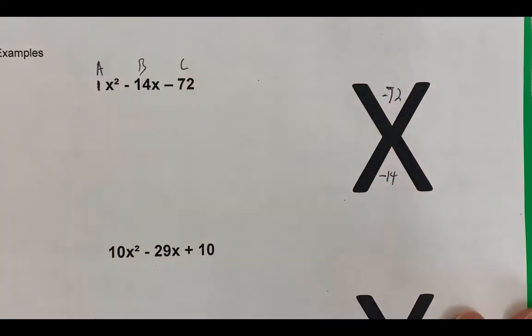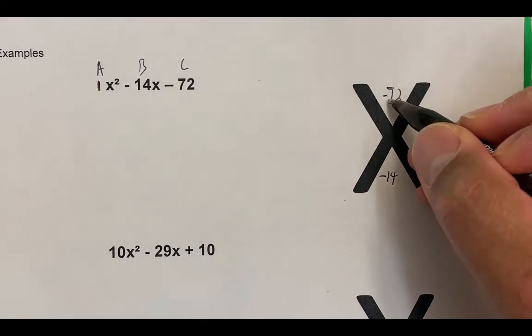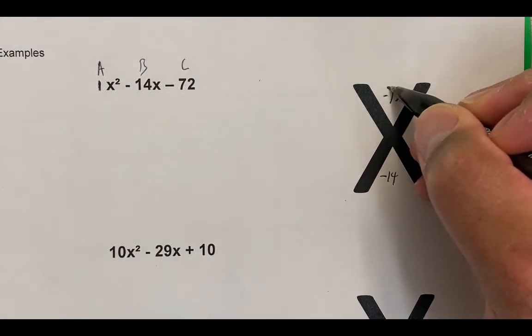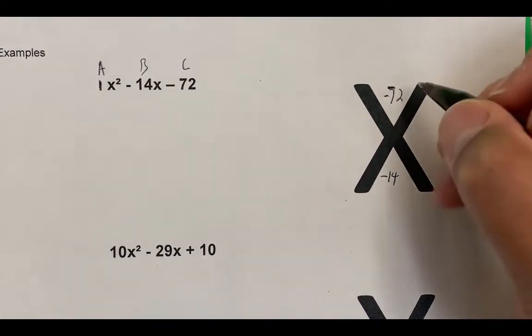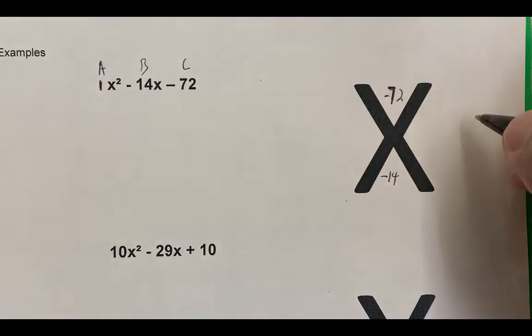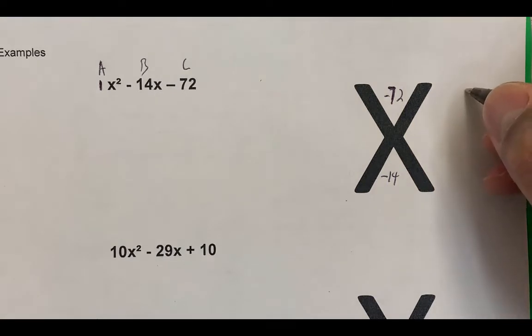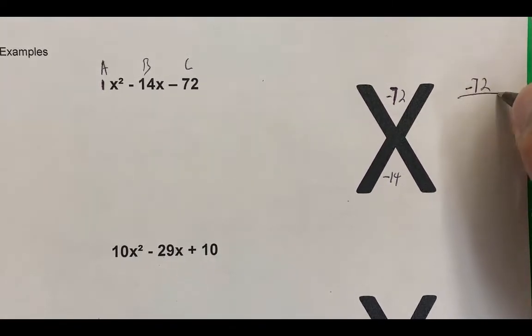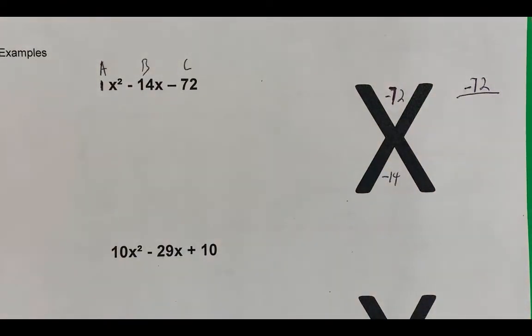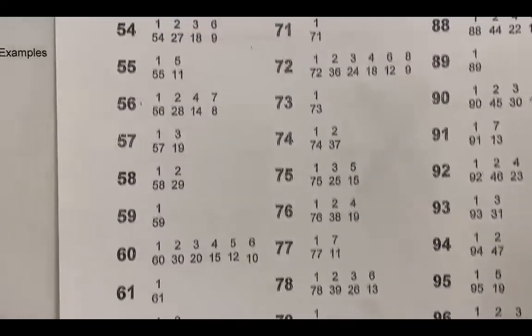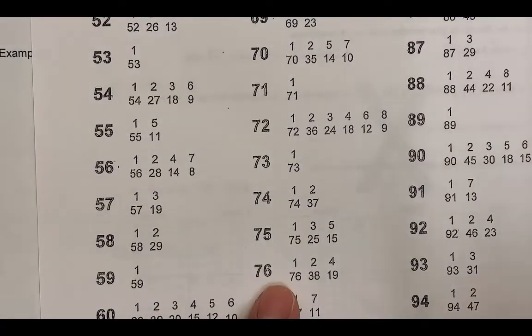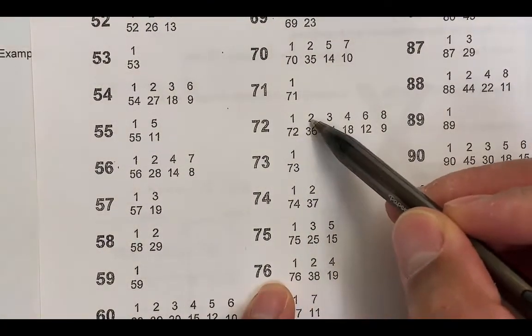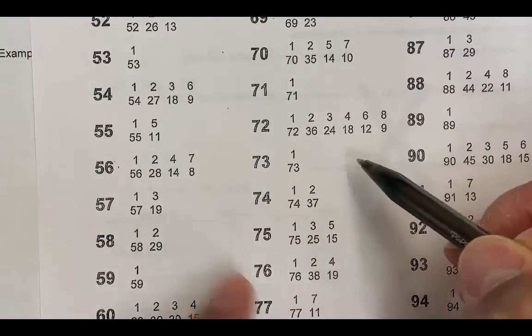Now again, we're looking for factors of negative 72 that add up to negative 14. So I write negative 72 up here, and I start listing factors. Now 72 has a lot of factors, which is where this factor sheet can come in handy because it's a lot to generate off the top of your head. But you'll see we've got 1 and 72, 2 and 36, 3 and 24, and so on.